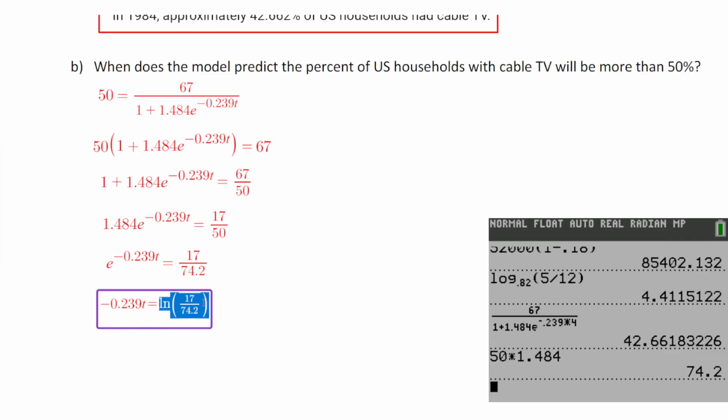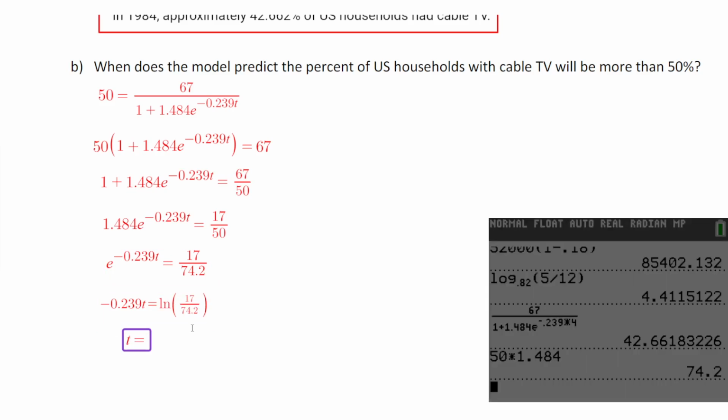This is just going to be irrational, so I'm not even going to bother typing that in the calculator yet. Now, finally, I need to divide both sides by negative 0.239 to get my t value, and then I'll get the time. Now, this is going to be years since 1980, so we'll just make sure that we acknowledge that in our answer. So we have all this divided by negative 0.239.